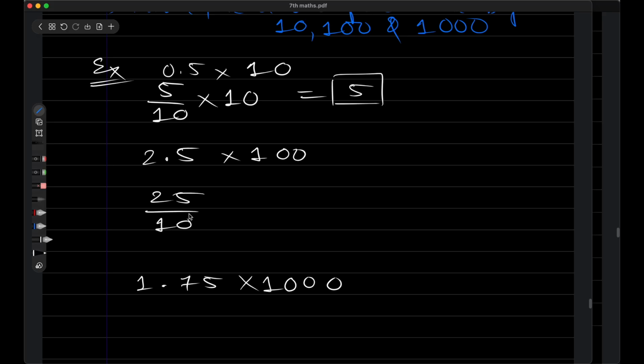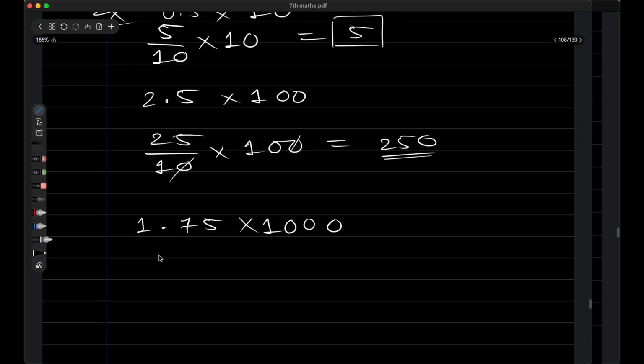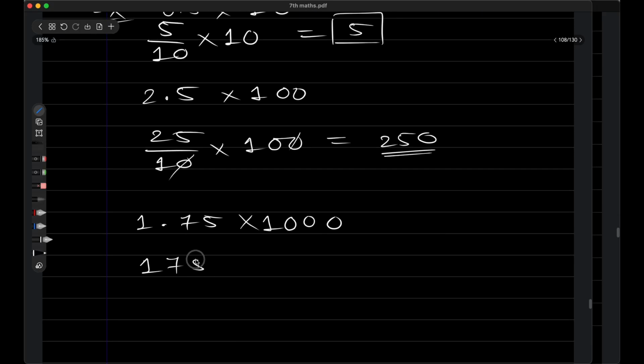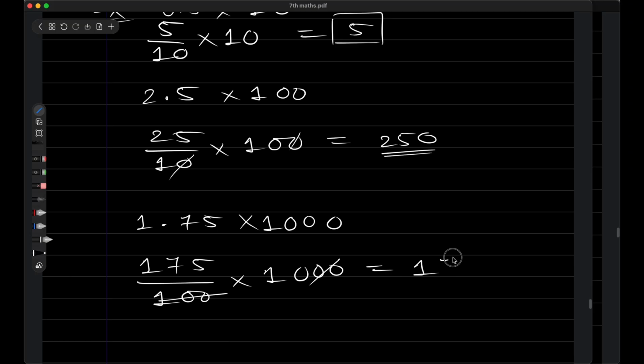25 divided by 10 into 100, that is equal to 10, and 10 will be cancelled, that is equal to 250. And 175 divided by 100 into 1000, that is equal to 1750.